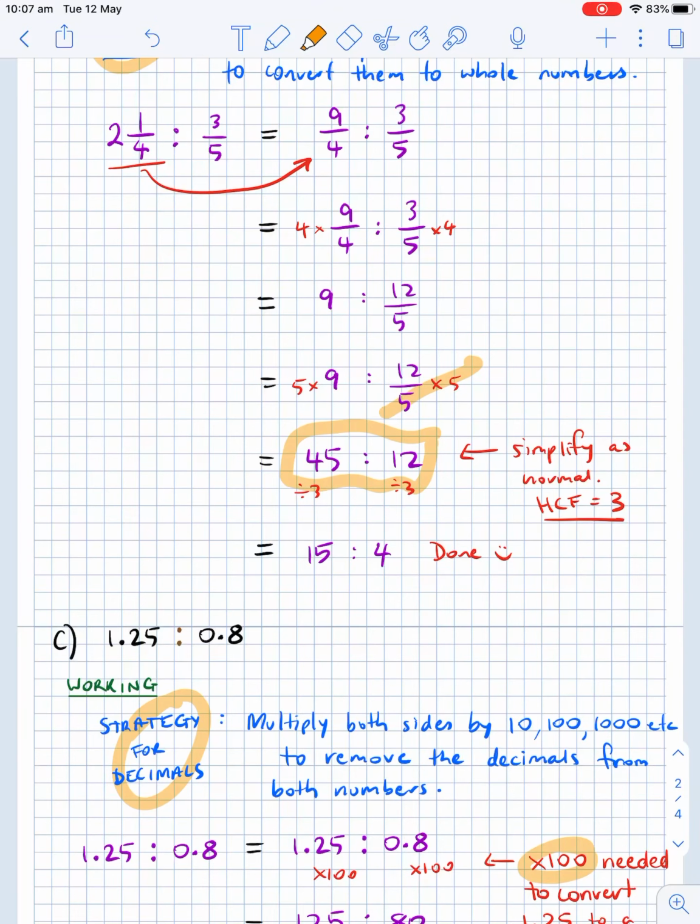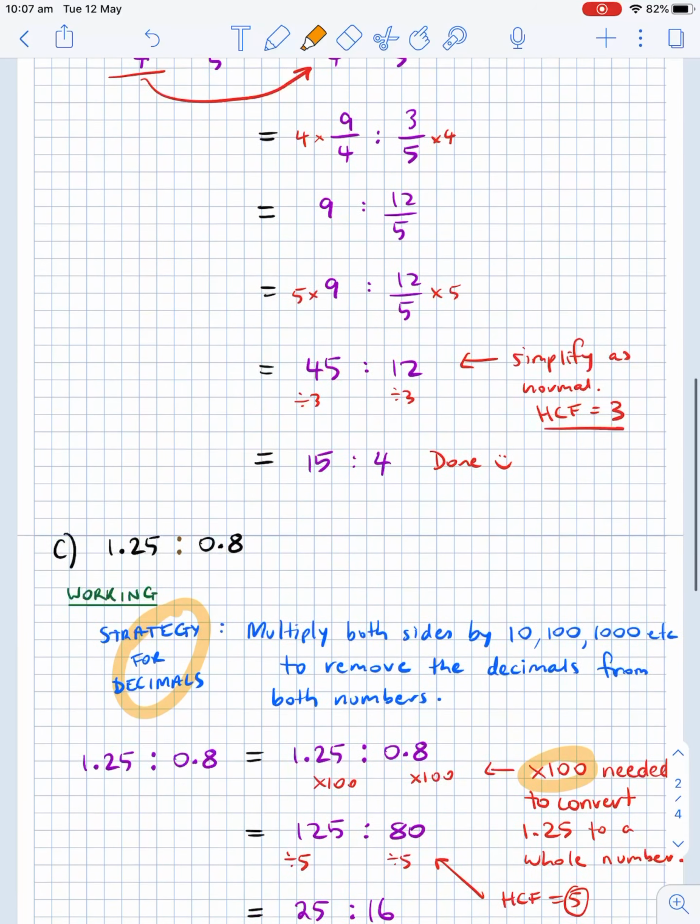Now, that's still not in simplest form. We've got to make these numbers as small as possible. We can divide them both by 3, which fits into both. That's the highest common factor of these two numbers. 45 divided by 3 is 15, and 12 divided by 3 is 4. Now check this answer, 15 to 4. So there's literally nothing that goes into both 15 and 4 except for 1, so therefore we are done.